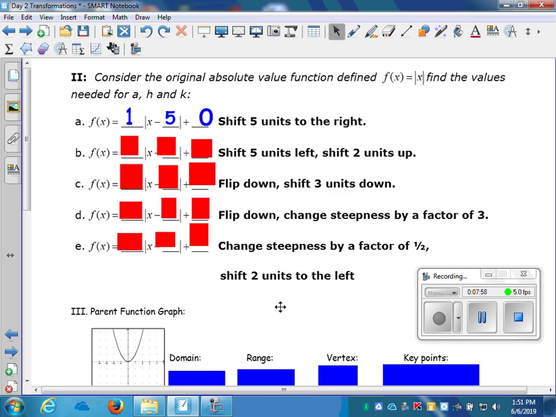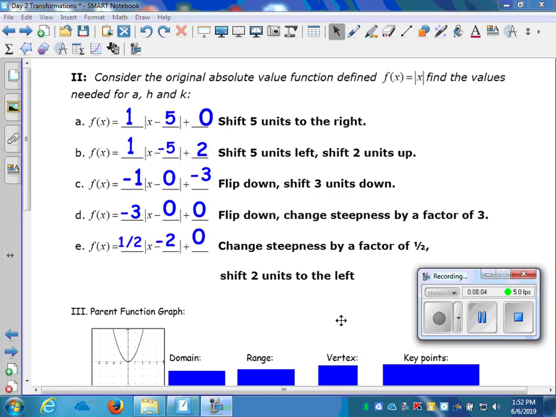Go ahead and finish B through E on your own, so pause the video. When you finish, unpause and check your answers. Here are the answers for part 2. Go ahead and check, and if you have any questions, make sure to ask a neighbor or the teacher.